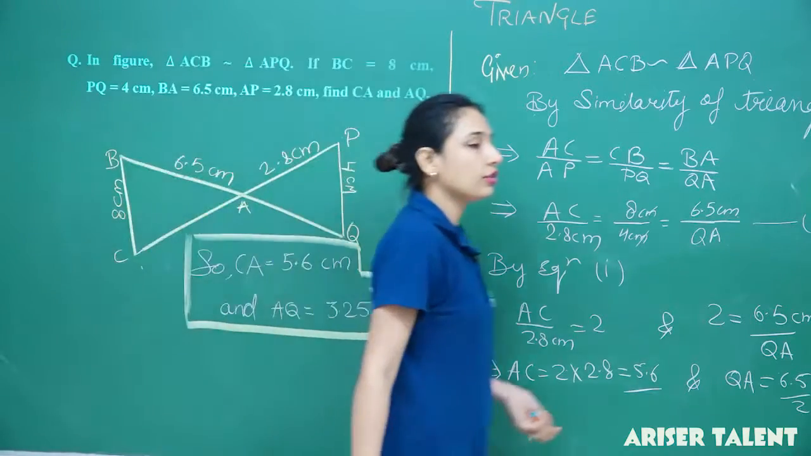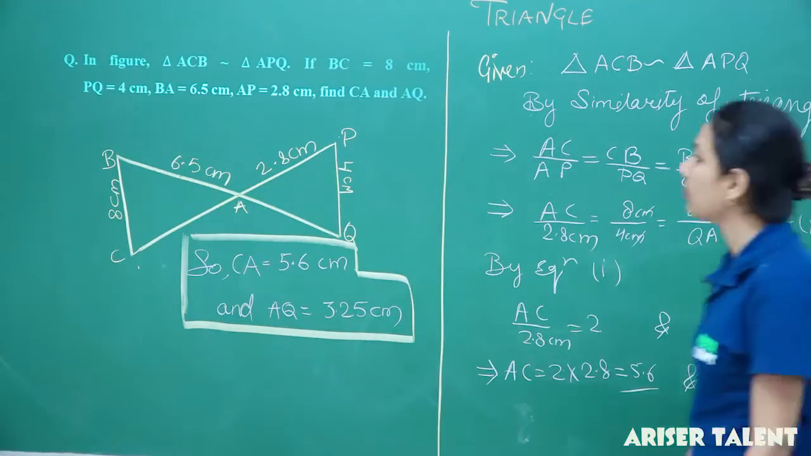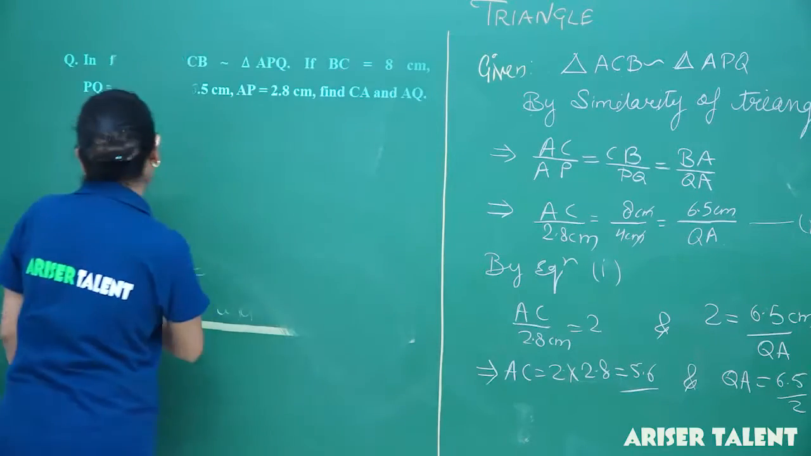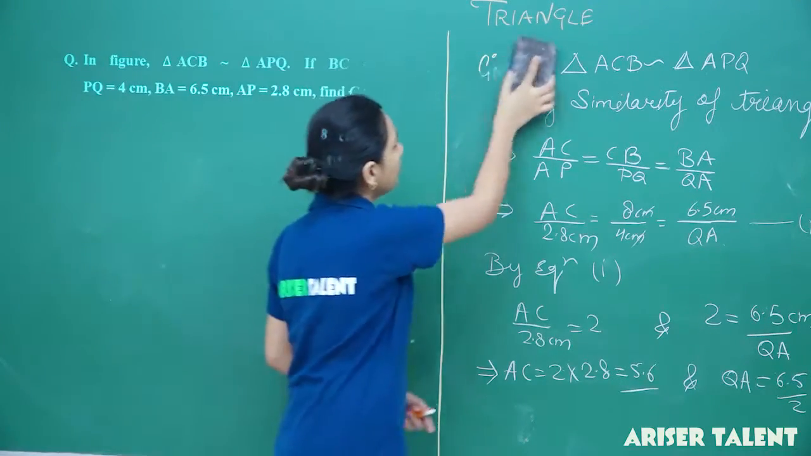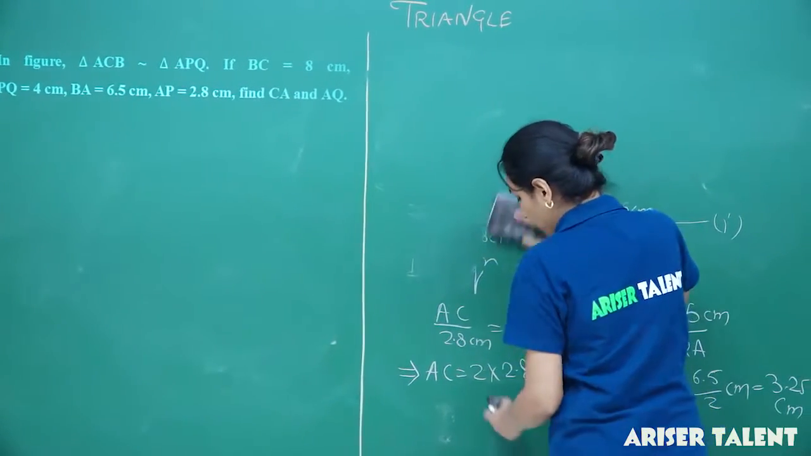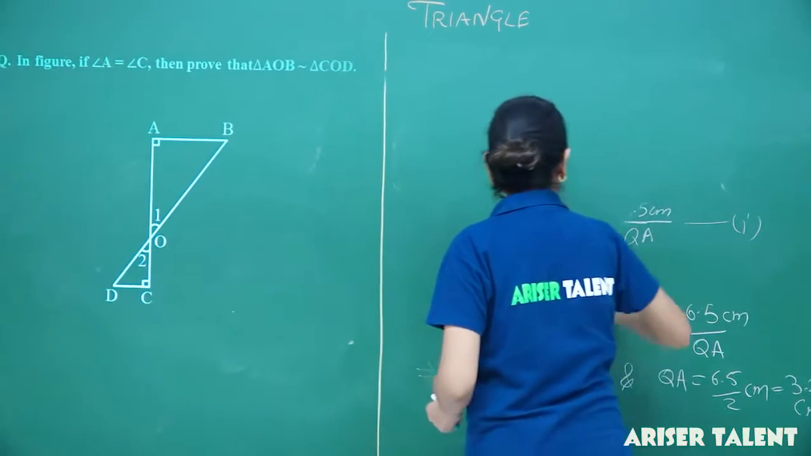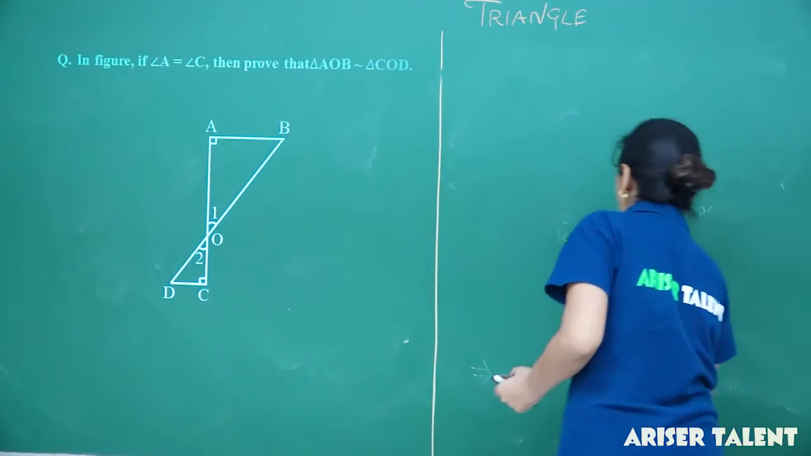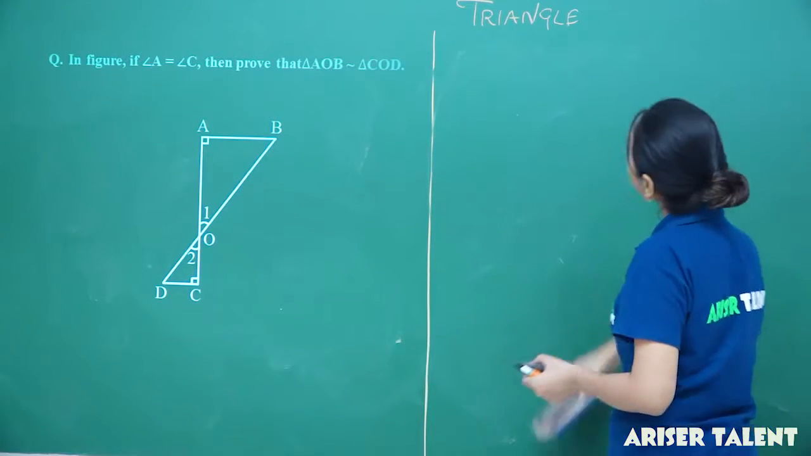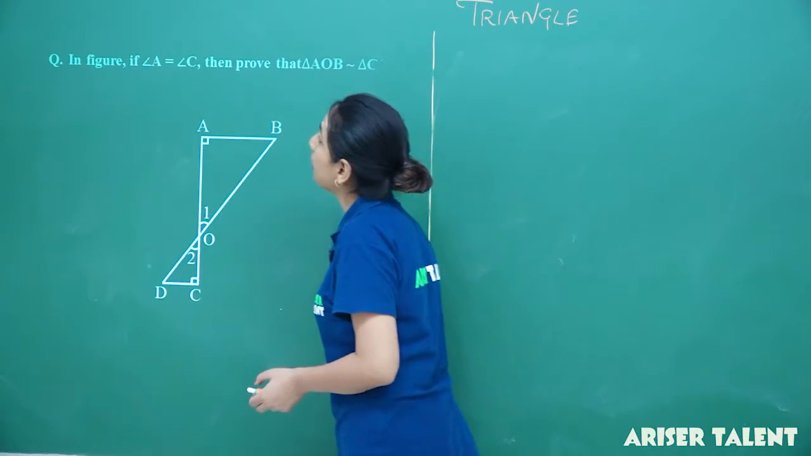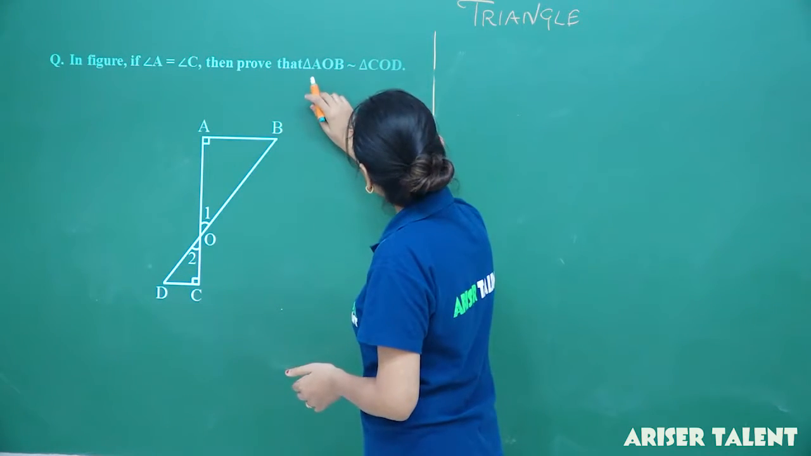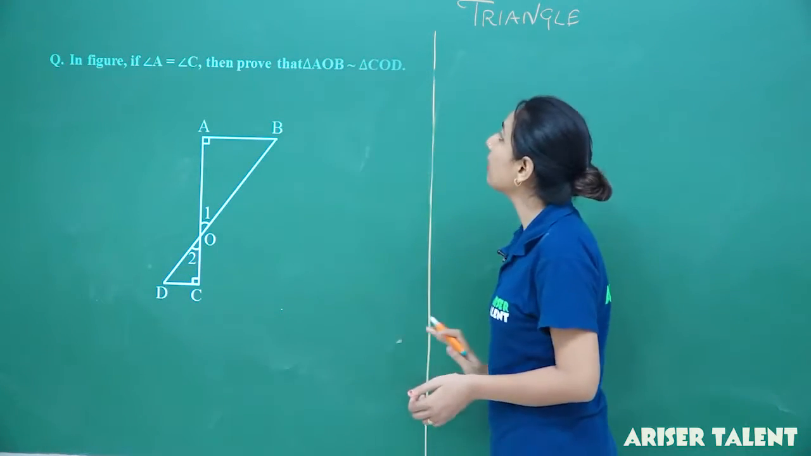Okay, note this question. Okay, so I am rubbing this. So students, we have done this one question. Now moving towards the next question, which is here with a diagram. Okay, we don't have to make diagram this time, right? In figure, if angle A equals to angle C, then prove that triangle AOB is similar to triangle COD.